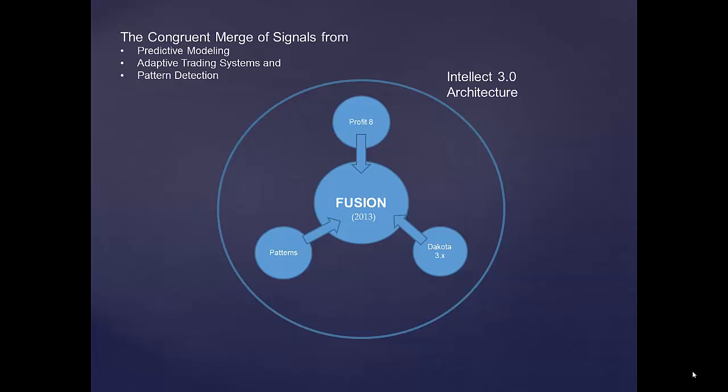And that means we've got a block. And maybe in Fusion, we're not finished with the design yet, but maybe in Fusion we could drag and drop. Okay, I've got this Profit system, I've got this Pattern system, I've got this system. I want to drag and drop, data coming in this way and then going out that way, and I want to save that and I want to run that, and I can do that either end of day, or since the Intellect architecture is also an RT architecture, we could do it RT. And so now we're looking to create the congruent merger of signals from predictive modeling, adaptive trading systems, and pattern detection, and fuse them together into a common signal.